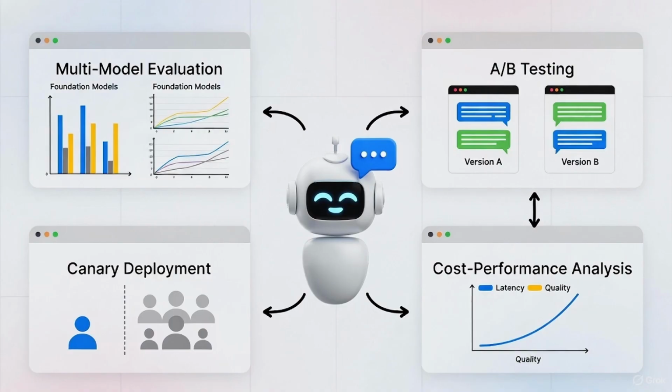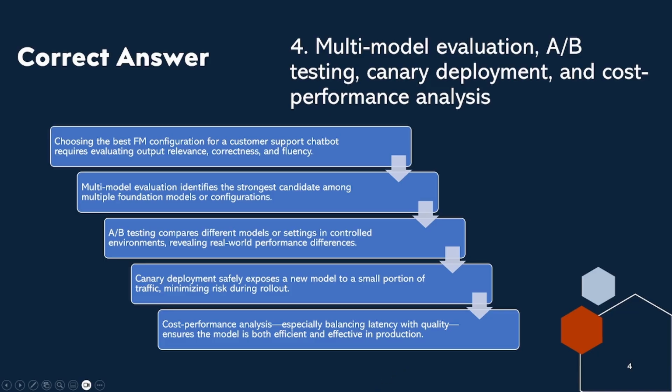So yeah, option 4 isn't just the correct answer. It's the difference between shipping something that works and shipping something that scales safely while keeping both your customers and your CFO happy. If you only take one thing away from today, let it be this. Never pick a model based on a single shiny metric. Build the full loop, evaluate rigorously, test with real users, roll out carefully, and always know the dollars and cents trade-off. All right, that's it from me.